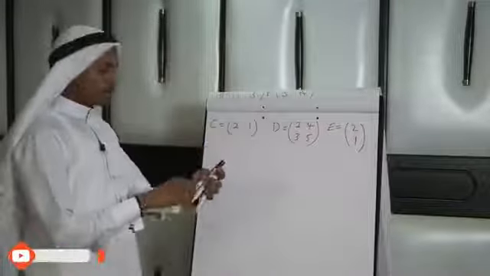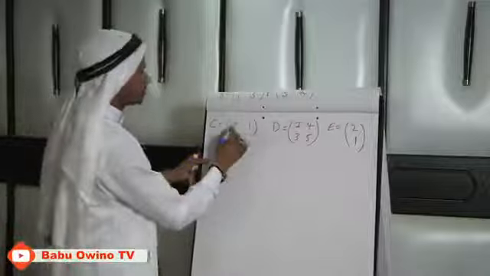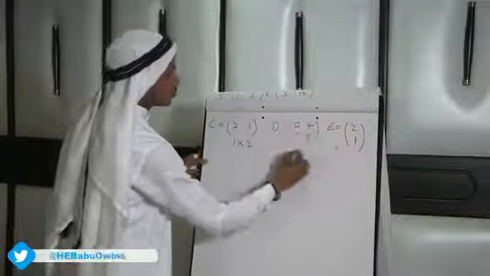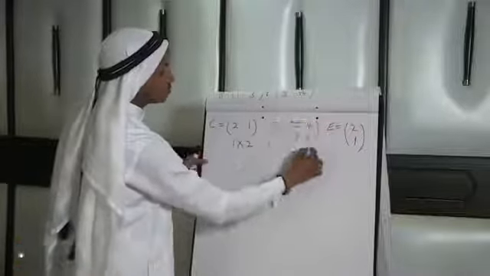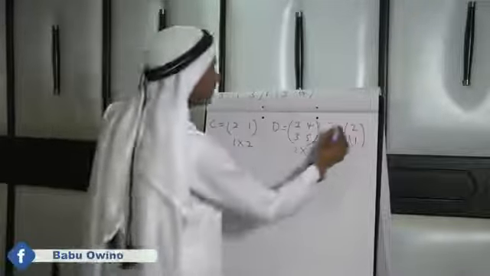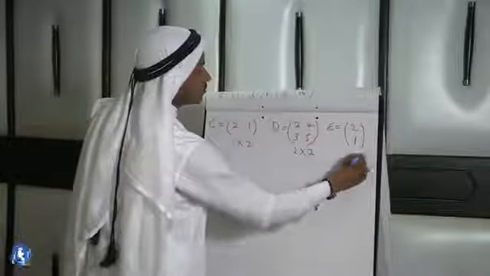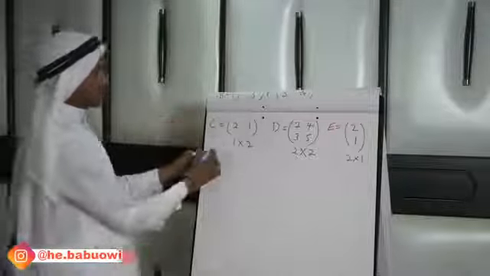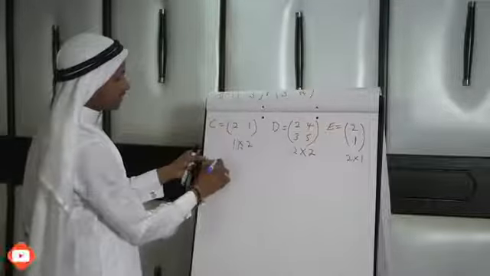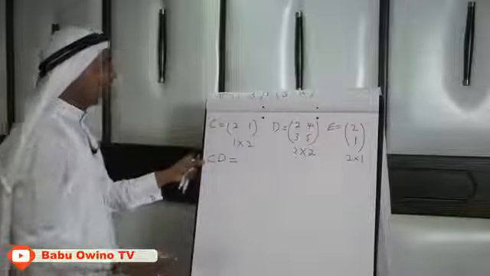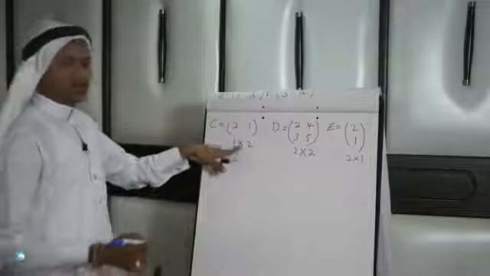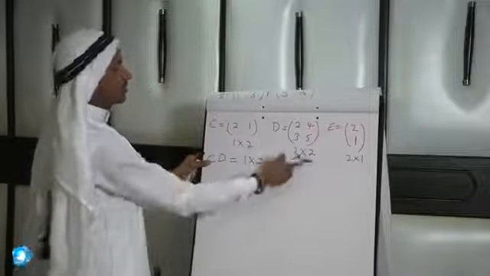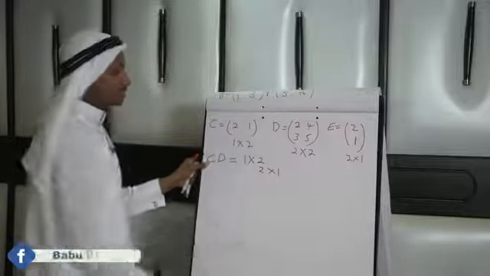Number 1, identify the order of the matrix. This is a 1 by 2. You count rows, then columns, 1 by 2 matrix. And this is a 2 by 1 matrix. So class, suppose we want to multiply C times D. What do you get? I told you, number 1, you arrange their order. C, which is a 1 by 2 matrix, then D, which is a 2 by 2 matrix.